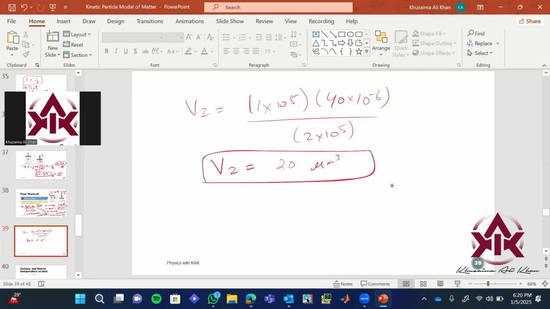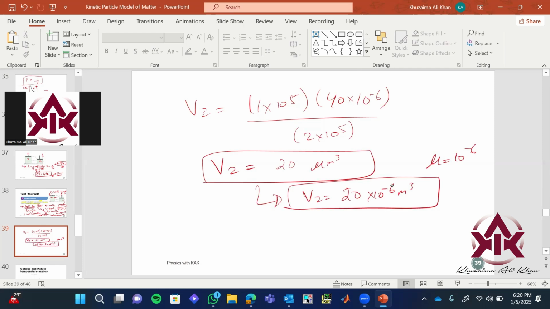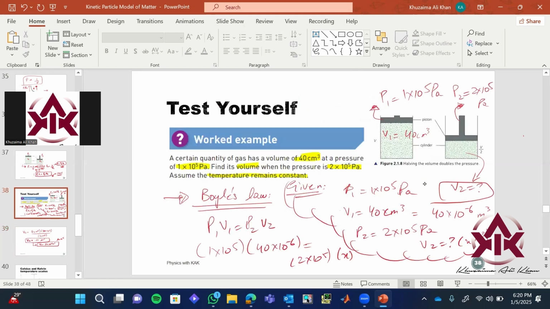Micro means 10 to the power minus 6, right? So your V2 is coming out to be 20 exponent minus 6 meter cube, and it makes sense, right? Initially your volume was 40 micrometer, and now it has gone to half, which makes sense. So what has happened over here?